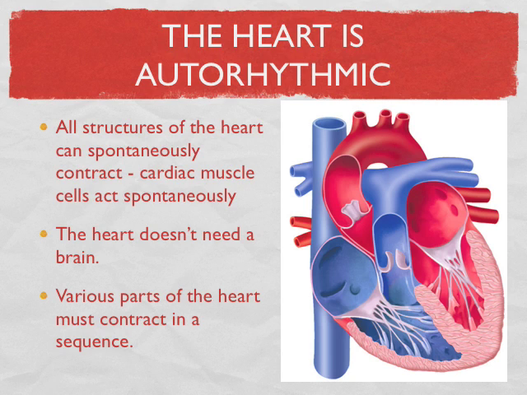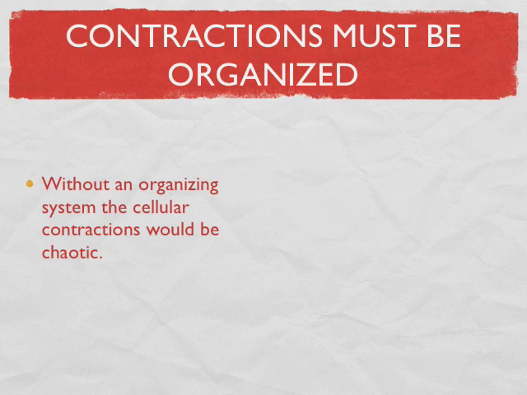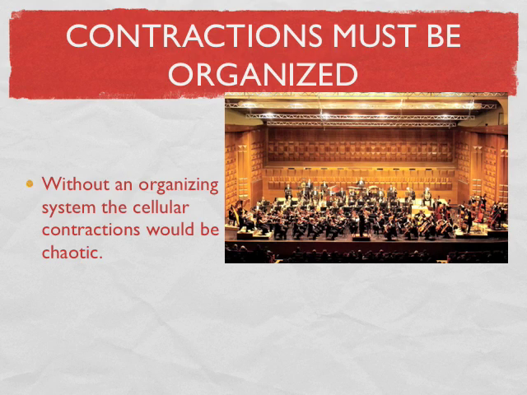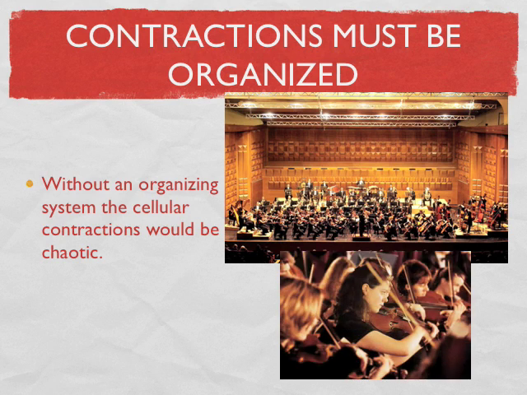Various parts of the heart must contract in a sequence if the heart is going to function properly. The contractions need to be organized. A nice analogy to this would be an orchestra. If you've ever been to a concert and heard an orchestra play, often what you hear before the orchestra is sort of a chaotic sound, when various members of the orchestra are warming up, each playing their own little difficult part perhaps, practicing a little bit, everybody's doing something different, and it's very, very chaotic.